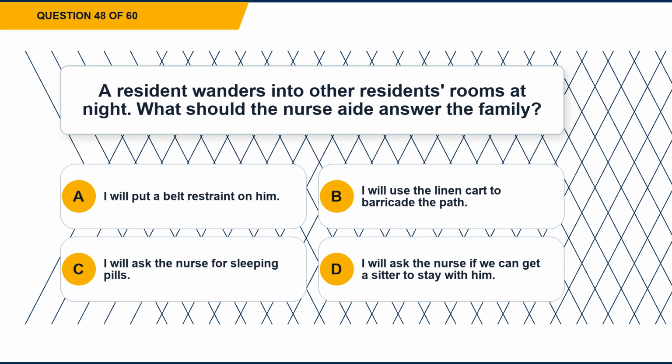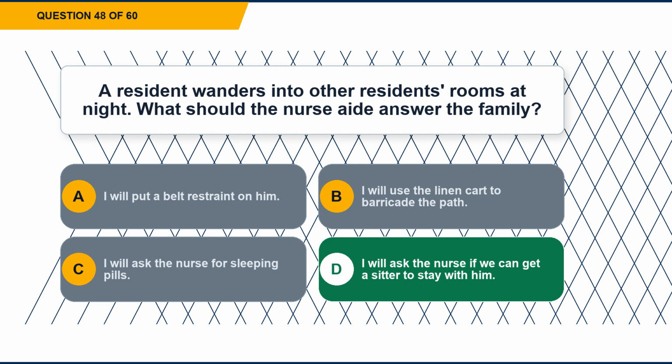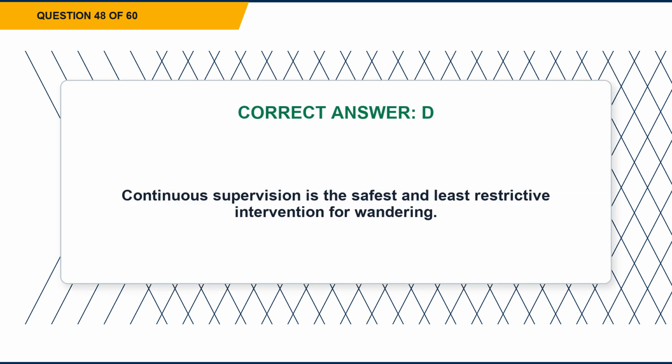Question 48. A resident wanders into other residents' rooms at night. What should the nurse aide answer the family? Option A. I will put a belt restraint on him. Option B. I will use the linen cart to barricade the path. Option C. I will ask the nurse for sleeping pills. Option D. I will ask the nurse if we can get a sitter to stay with him. The correct answer is option D. I will ask the nurse if we can get a sitter to stay with him. Explanation. Continuous supervision is the safest and least restrictive intervention for wandering.